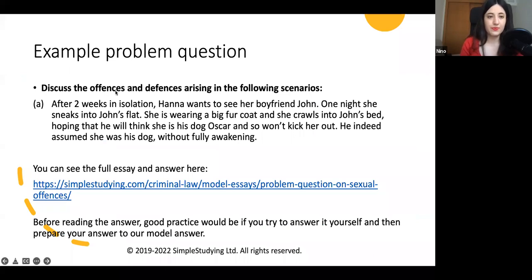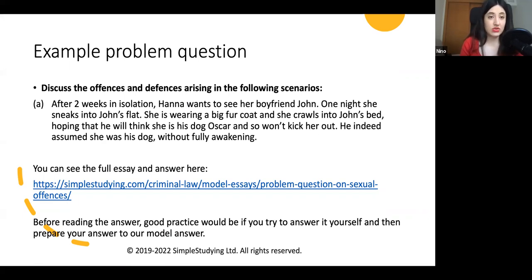Example problem question. Discuss the offenses and defenses arising in the following scenarios. After 2 weeks in isolation, Hannah wants to see her boyfriend, John. One night, she sneaks into John's flat. She's wearing a big fur coat and she crawls into John's bed, hoping that he will think she's his dog, Oscar, so won't kick her out. He indeed assumed she was his dog without fully awakening.